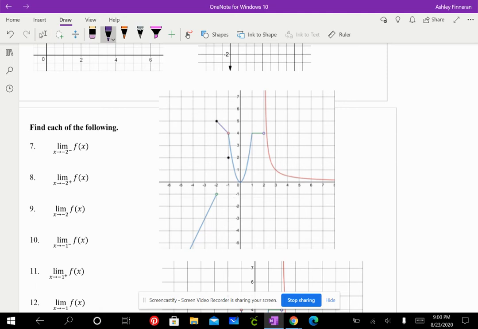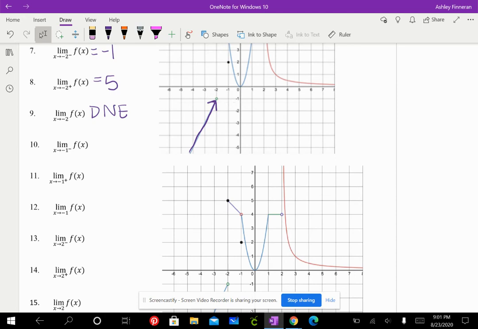So now we have the limit as x approaches -2 from the left. Remember that negative sign right here means from the left. So the limit as x approaches -2 from the left would be here, and that's approaching a y value of -1. From the right side of -2, it is approaching a y value of 5. Therefore, the limit at -2 does not exist because those are not the same number.